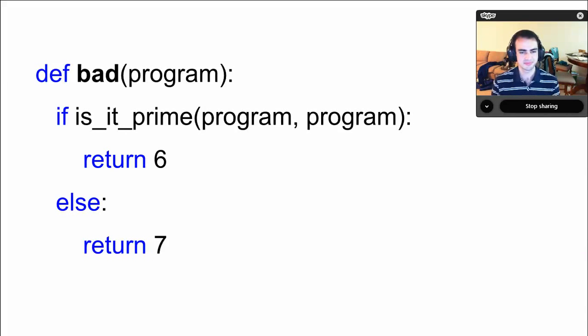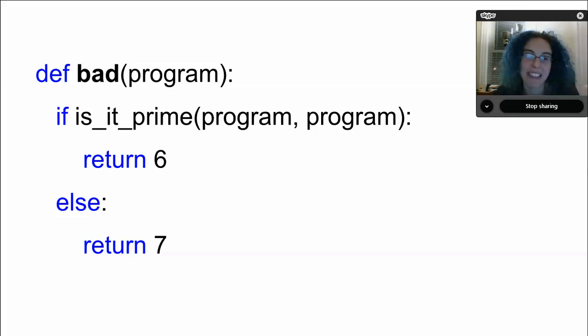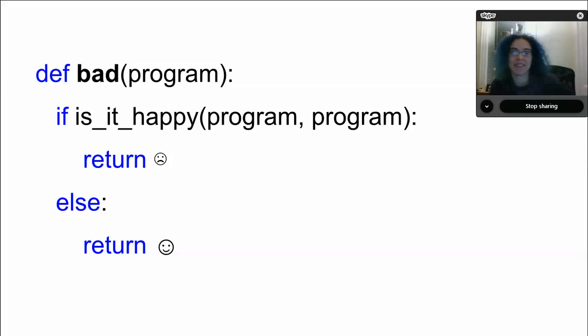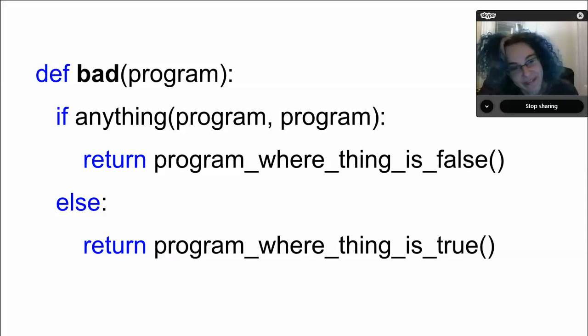Okay, how about is it prime? Does that work? Oh wait, I jumped to the slide. No, it doesn't, because it's the same thing. You can output 7, basically anything. How about is it happy? Nope. Anything. And the anything is the Rice's theorem bit. And that's just extending that argument from the halting problem to really any predicate on the output.